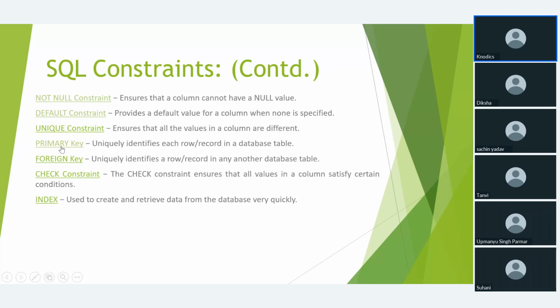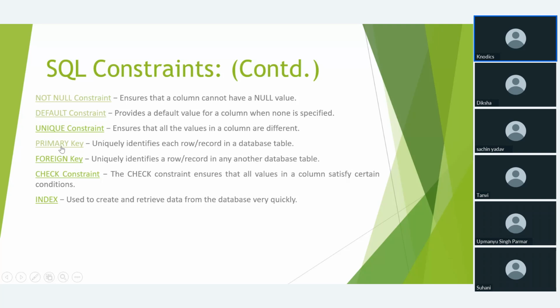Then the check constraint. The check constraint ensures that all values in the column satisfy certain conditions. For example, if there is a gender column, only three values are required. Either it can be male, or female, or trans. Any fourth value is not allowed under that column, right? So that check can be applied.